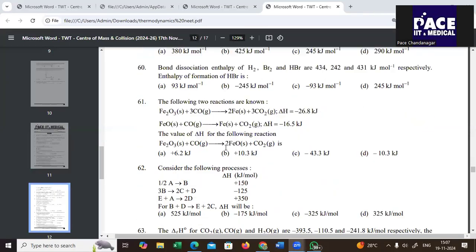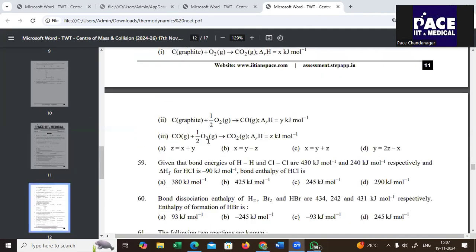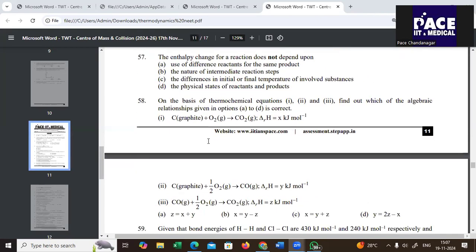Question 57 here. Enthalpy change for the reaction does not depend on what? It does not depend on use of different reactants for the same product. No, different reactants for the same product, it matters. Reactants matter a lot. Nature of intermediate reaction steps, yes, it does not depend on that for sure. Differences in the initial and final temperature involved, yes, it matters, because how much is the initial temperature and how much is the final temperature matters a lot for the enthalpy.